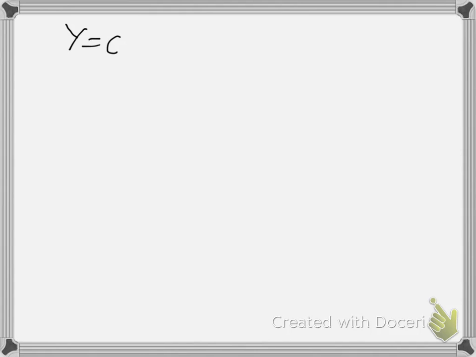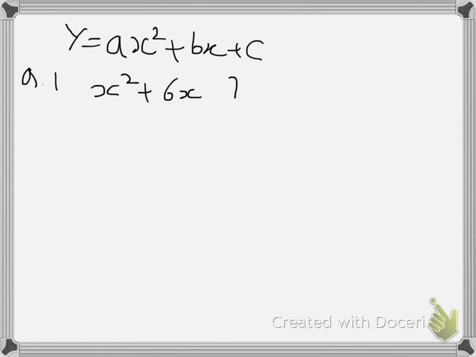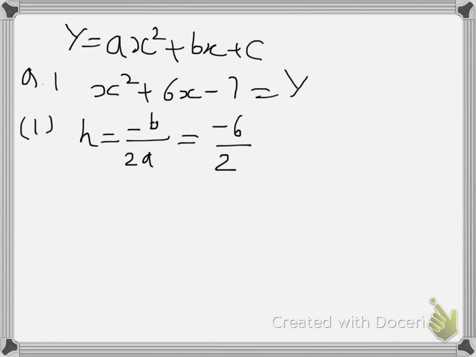So the general format of the quadratic equation is ax square plus bx plus c. Okay. Now let's take an example. Question 1. x square plus 6x minus 7 equal to y. You have to graph the parabola for this. The first step, as I told you, find the vertex. The vertex is h equal to minus b over 2a. So minus b is minus 6 over 2. a is the coefficient of x square, that is 1. So you get negative 3.